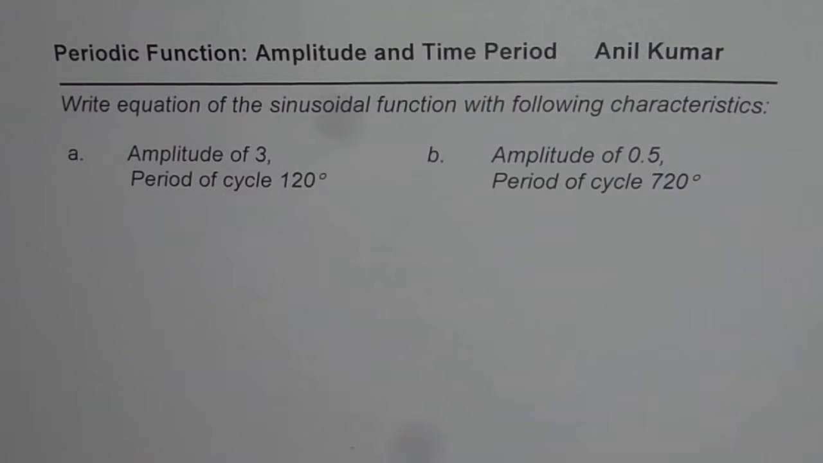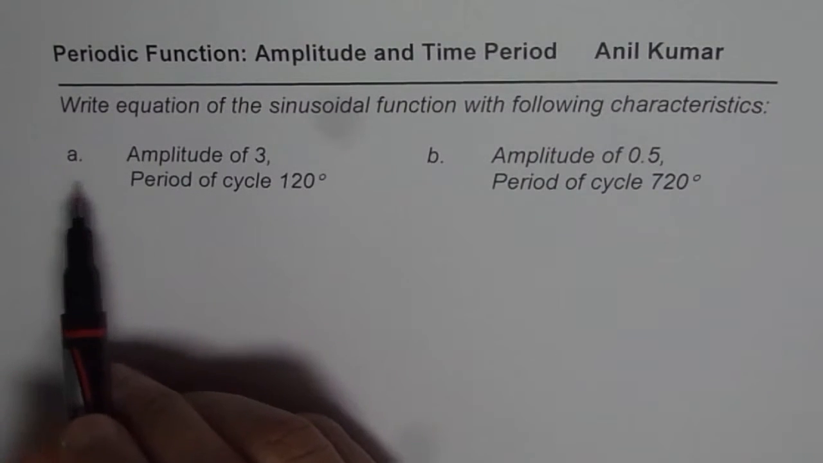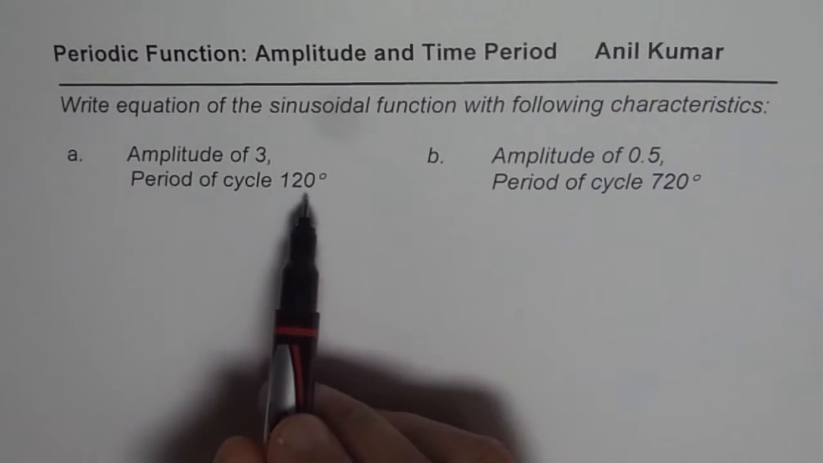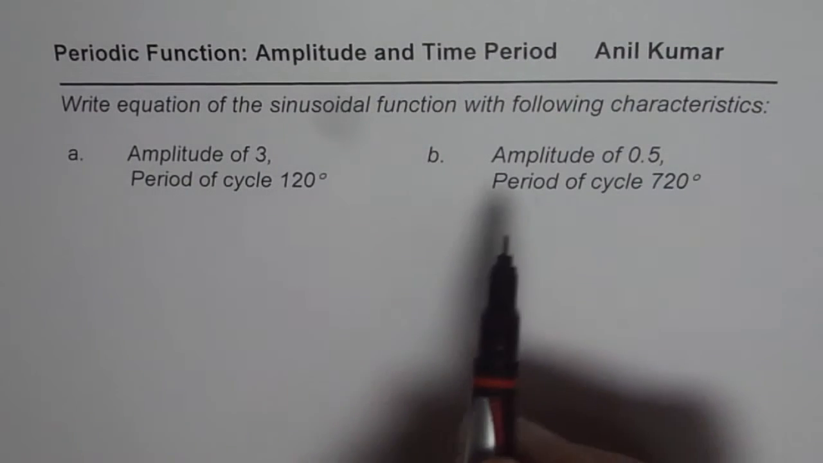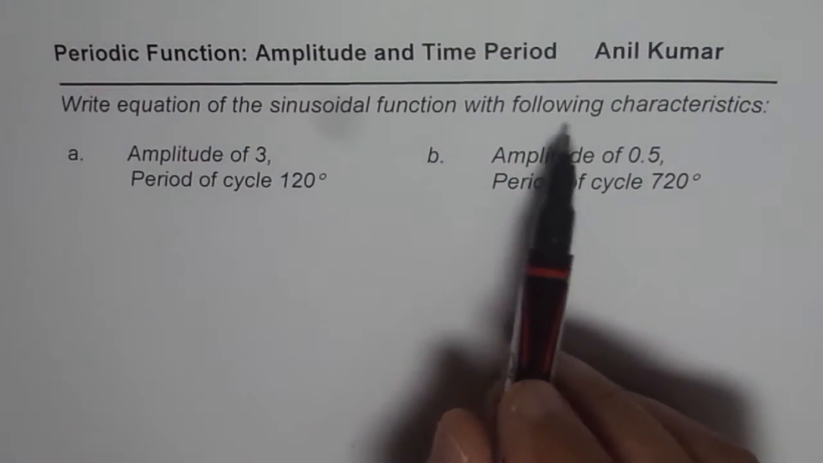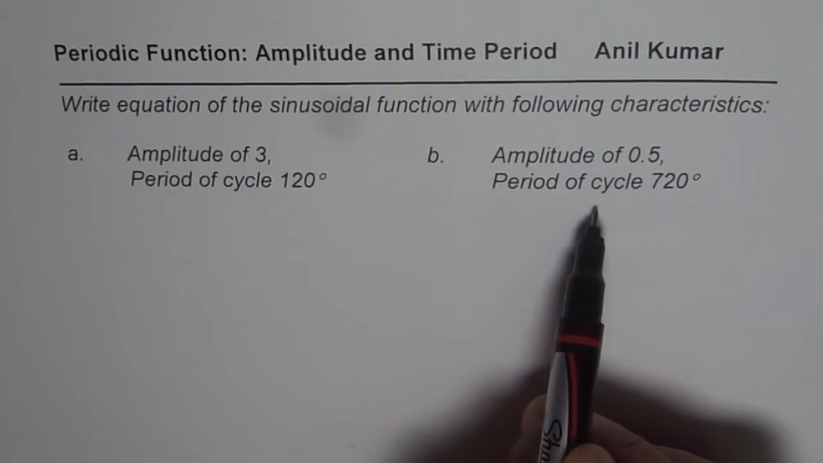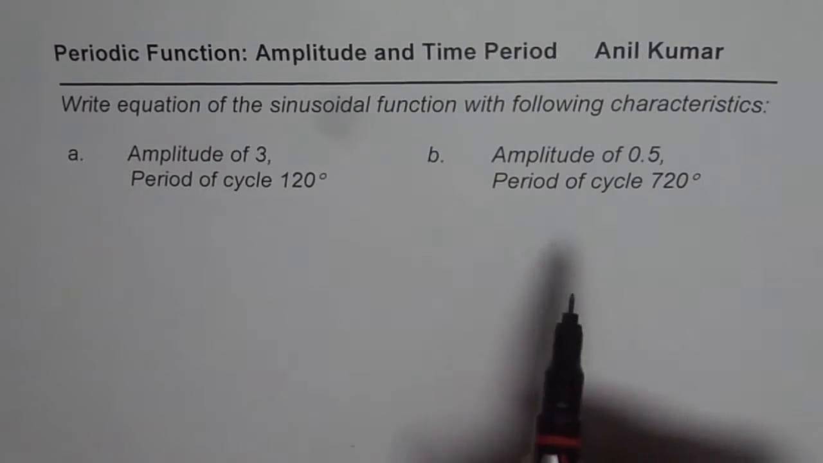I'm Anil Kumar, and with the help of very simple examples, we will understand how to write sinusoidal functions for a given amplitude and time period. The question here is, write the equation of the sinusoidal function with the following characteristics. A. Amplitude of 3 and period of cycle as 120 degrees. Part B is to write a sinusoidal function with amplitude of 0.5 and period of cycle as 720 degrees.